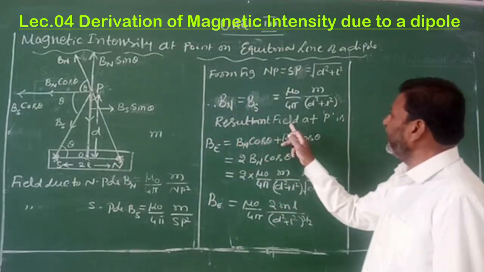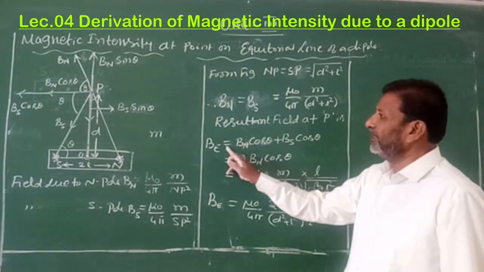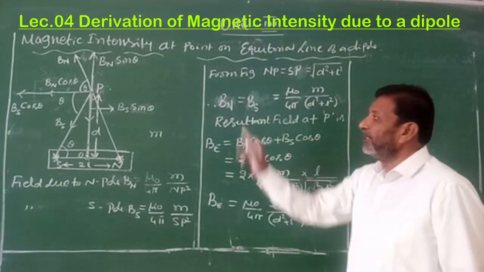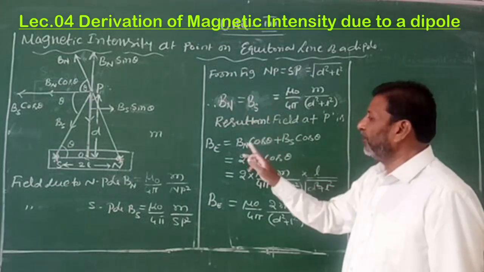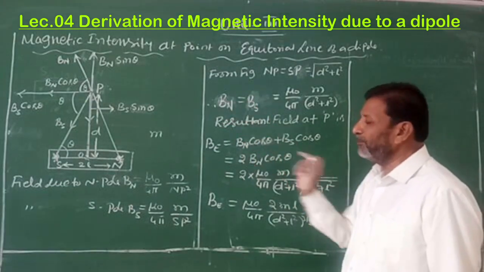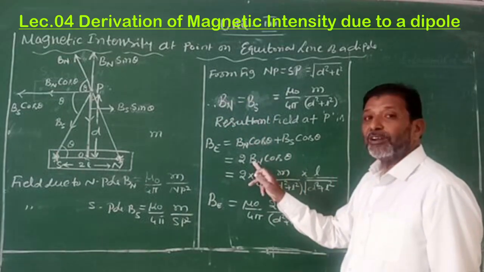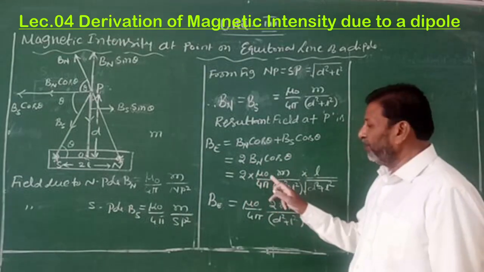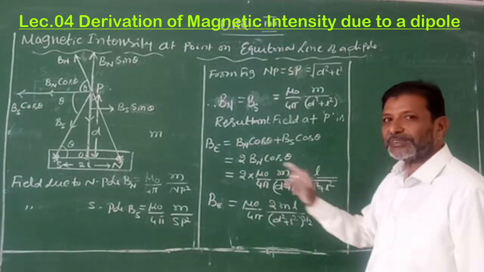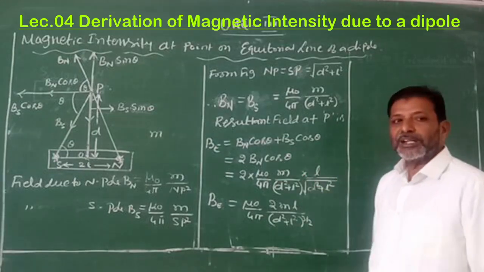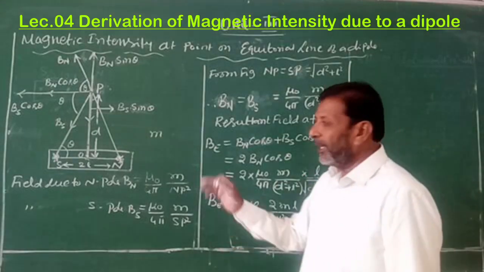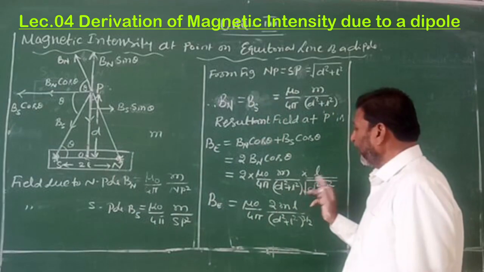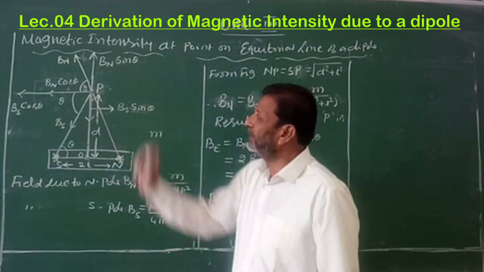Therefore, the resultant field at P is equal to Bn cos theta plus Bs cos theta. Since Bn is equal to Bs, both are the same, you have to add it, therefore we get 2 Bn cos theta. Therefore this is equal to 2 times the Bn value, which is this much, and cos theta. Cos formula is adjacent divided by hypotenuse. Then adjacent value is L, then hypotenuse is NP.